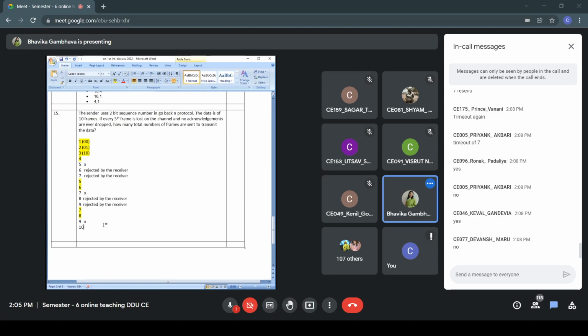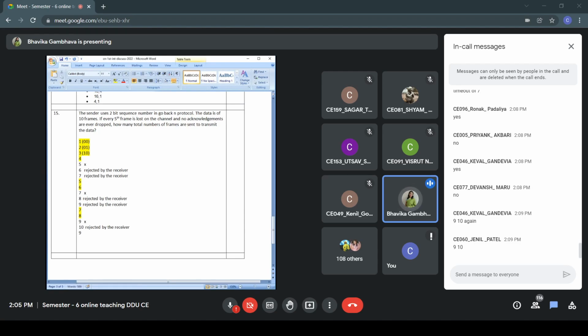And now receiver is waiting for 9th frame. But that is lost. 10th will be rejected by the receiver. So what will your transmitter do? Well done. Whenever there is a timeout for 9th, it will be retransmitting 9 and 10th. And now this is 1, 2 and 3. So these frames will get through. So can you tell me how many frames total are we sending in this scenario?